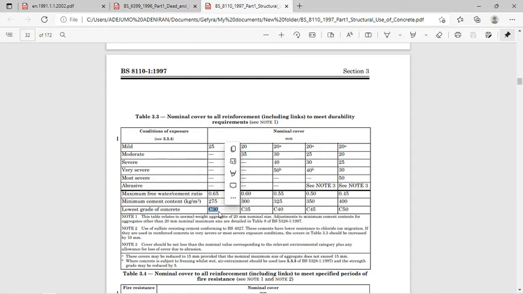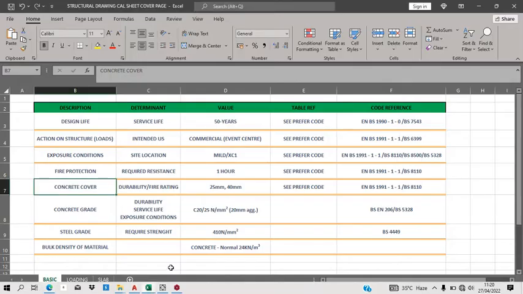So that's why for me, I still stick with BS code when it comes to designing for local clients and all that. But in a more saner environment where everything, I'm sure, is standardized, then I can switch to Euro code. So that is that.